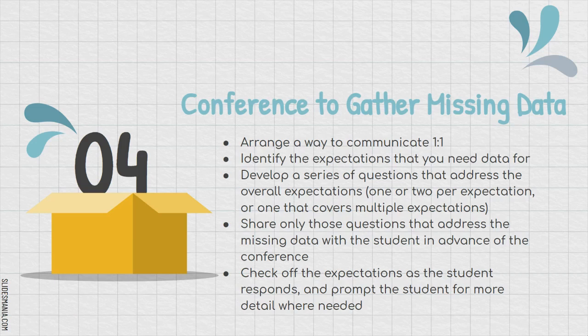Share only those questions that address the missing data with the student. If they have demonstrated expectations 1 to 4 and it's just 5 they're missing, then you only need to share a question or 2 that address overall expectation number 5. Share those questions with the students in advance of the conference so they have an opportunity to think about a response.